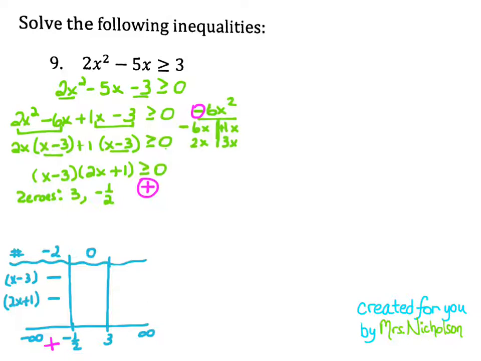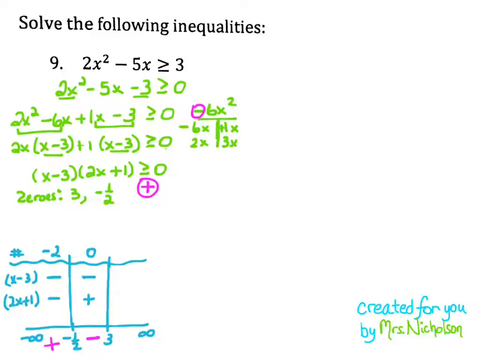Because 0 is definitely between those two values. If I plug in 0 into x minus 3, I get a negative value. If I plug 0 into 2x plus 1, then it's positive. And a negative times a positive equals a negative.